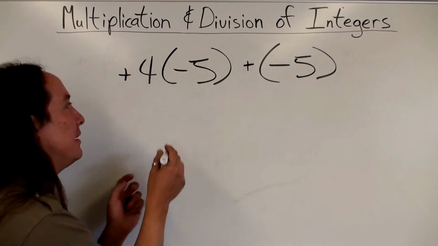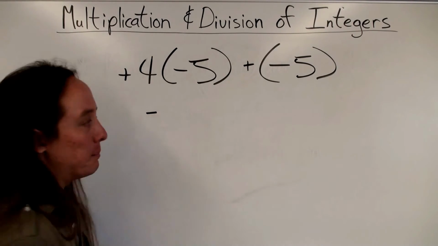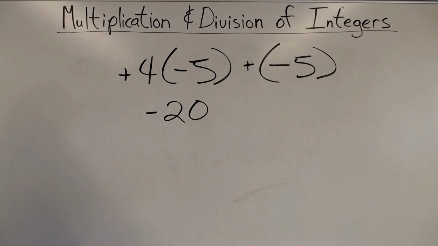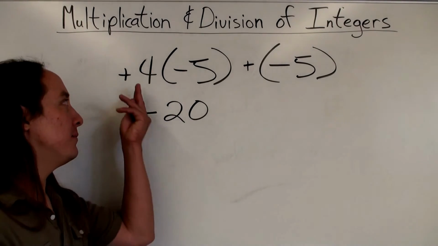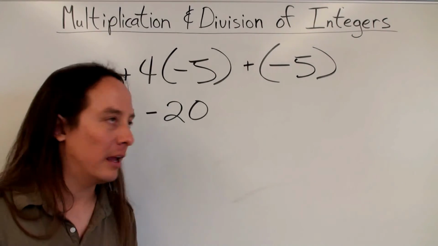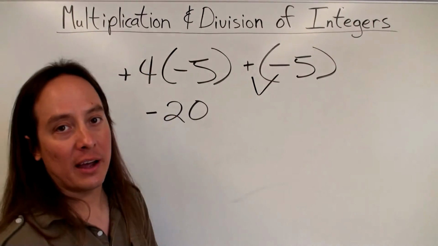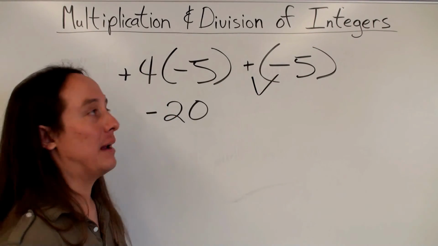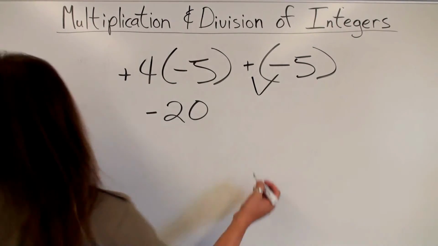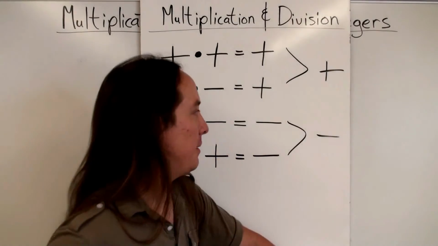Positive times a negative is negative. 4 times 5 is 20. And remember, it's multiplied because the 4 is right up against the parentheses, right up against negative 5. The two numbers are together. That means multiplication. 5 can't have two signs. It can't be plus minus 5. We have to multiply those two signs. Positive times a negative, we get a negative, right?